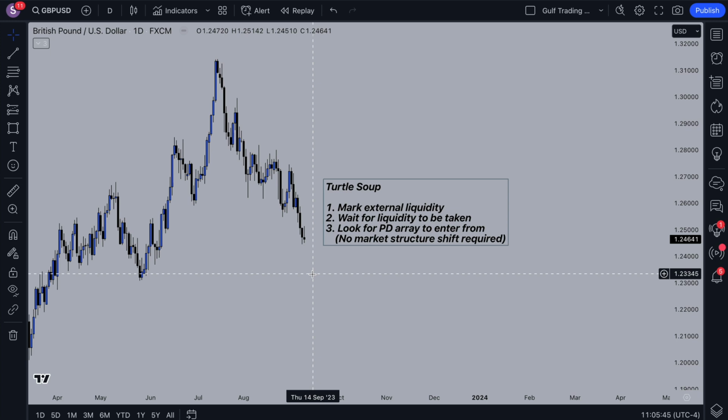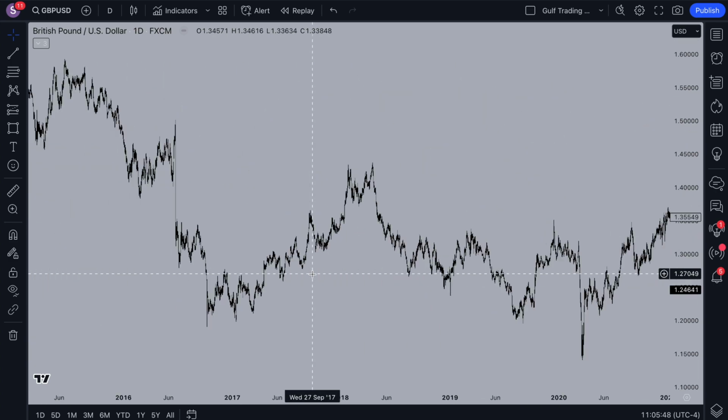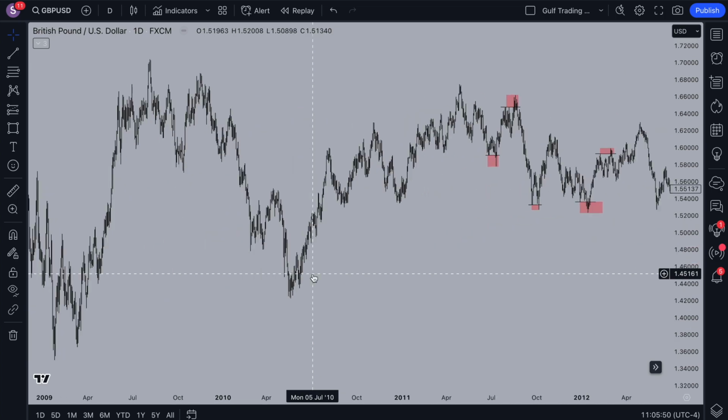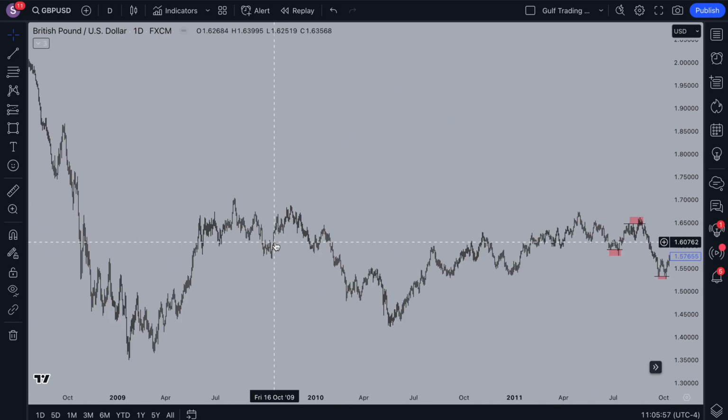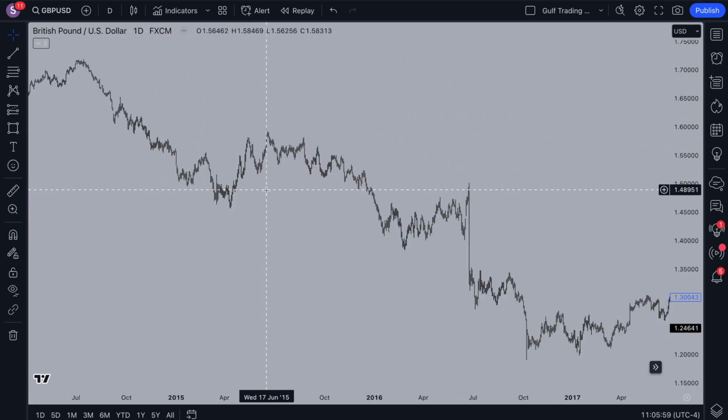But the first thing I wanted to do was just go through what ICT taught in his 2016 mentorship. So this is what he showed marked up, and you can see it's from 2011 to 2012. So it was working back then, it was working even further back, and it's still working today.